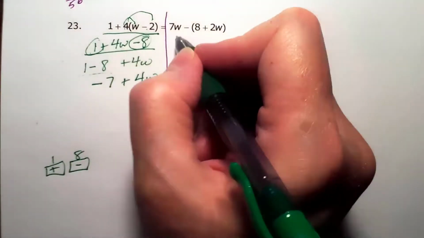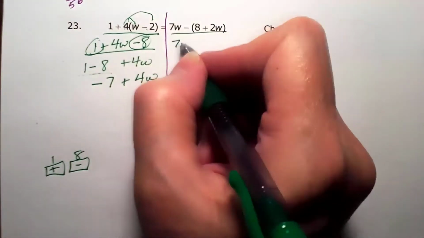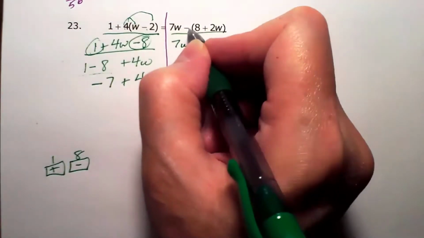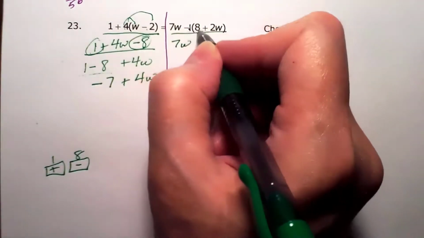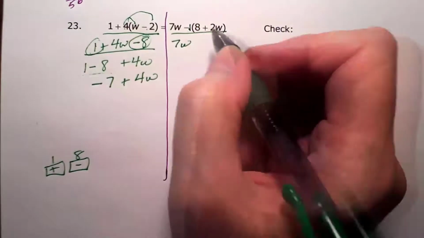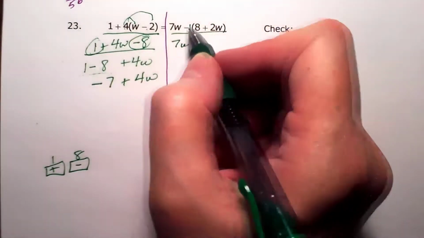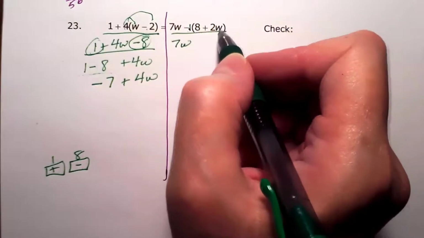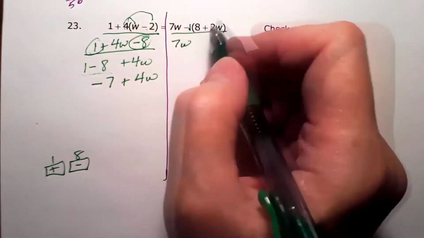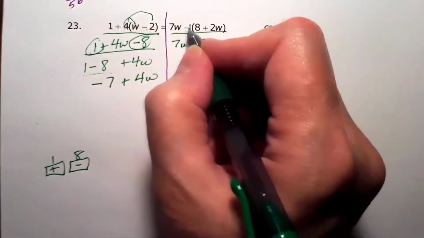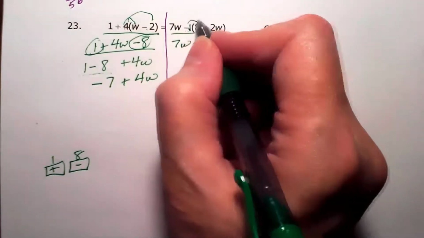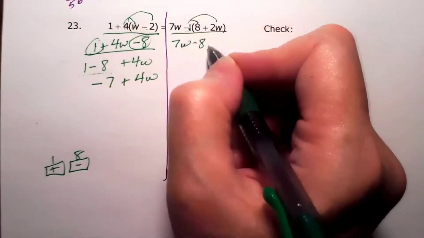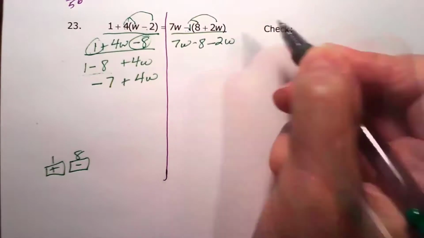Let's simplify this side. I have 7w. Then I have a negative or a negative 1 times 8 and times 2w. So I can either think of this as the opposite of 8, so negative 8, and the opposite of 2w, so negative 2w, or negative 1 times 8 is negative 8. Negative 1 times 2w, I'm doing it times each of those. Negative 1 times 2w is negative 2w.